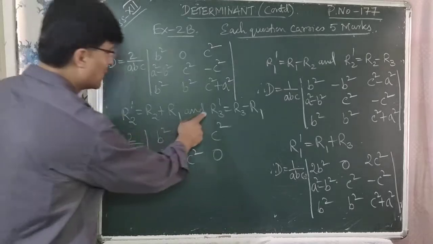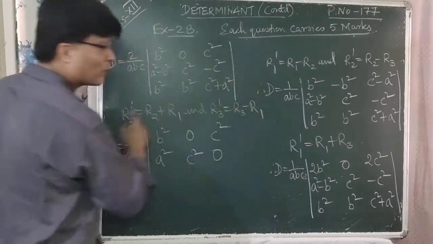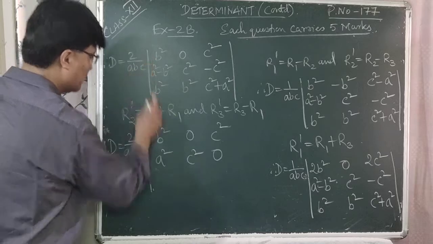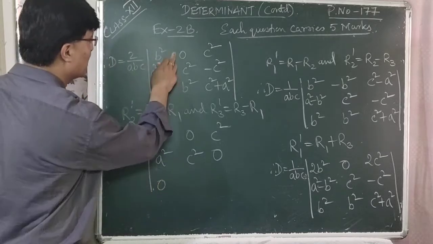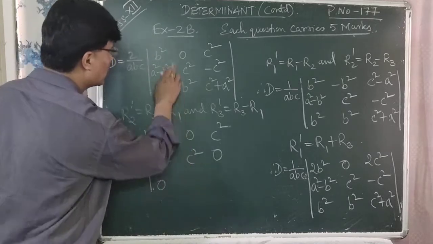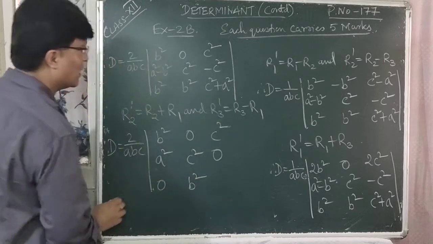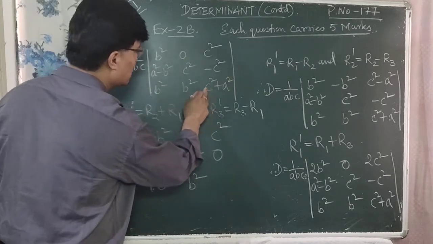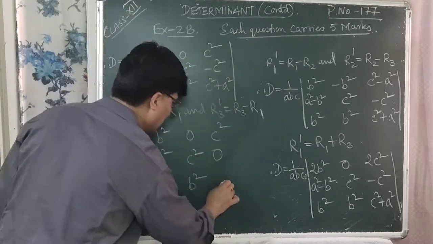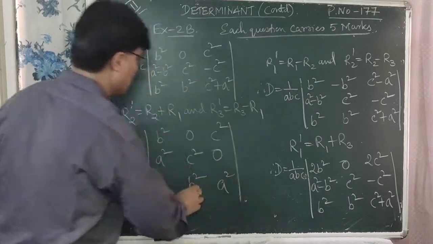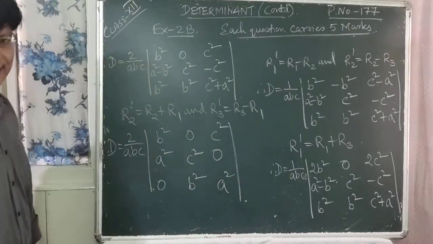Next, what is R3 dash is equal to R3 minus R1? That is B square minus B square, 0. B square minus 0 is B square. And what about C square plus A square minus C square? It is only A square. This is quite easier, isn't it?